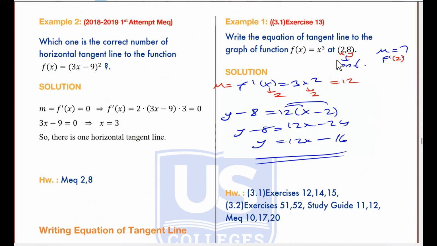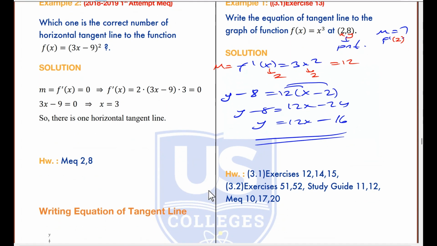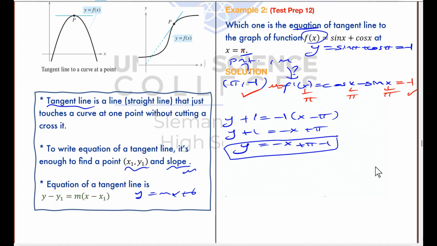So in the first question, we were given the point. We didn't need to find y. We just found the slope by taking the derivative and inserting the given x value, and we wrote the equation. In the second question, we were not given the point. We were given just the x value. So since the point is also missing, we should find the y value by replacing x with the x value in the function. We find y first. By finding y, we got our point. And to find the slope, take the derivative and so on.